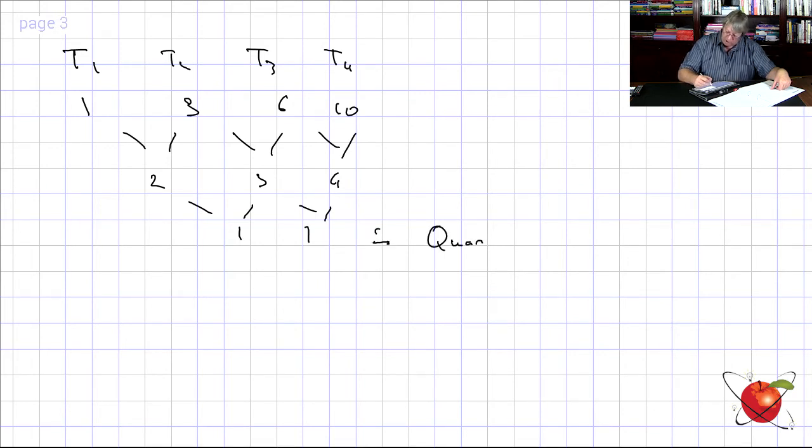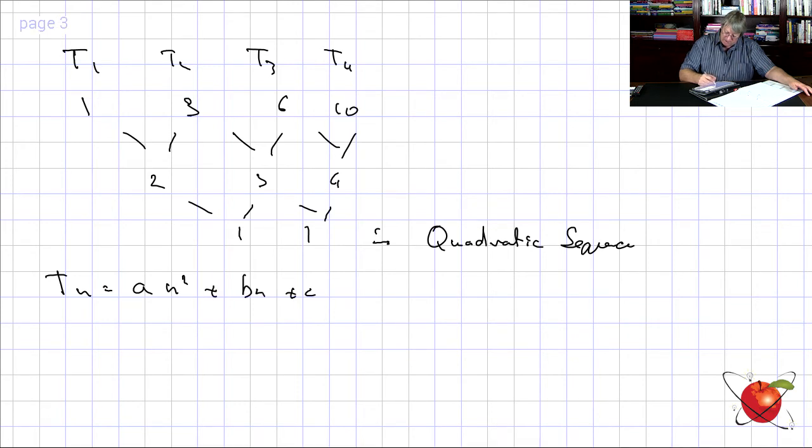Therefore, it's a quadratic sequence. Okay? It's a quadratic sequence. And that is going to end up giving you, let's have a look, that equals 1. So therefore, Tn is going to be equal to an squared plus bn plus c.